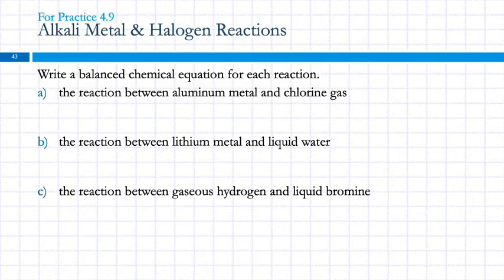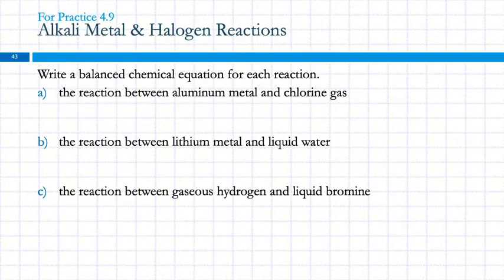So write a balanced chemical equation for each reaction. The reaction between aluminum metal and chlorine gas. Questions like this, I think, are pretty challenging for Chem 1A. And it's not just some formula that you follow. You kind of have to think about it. This one should be doable.